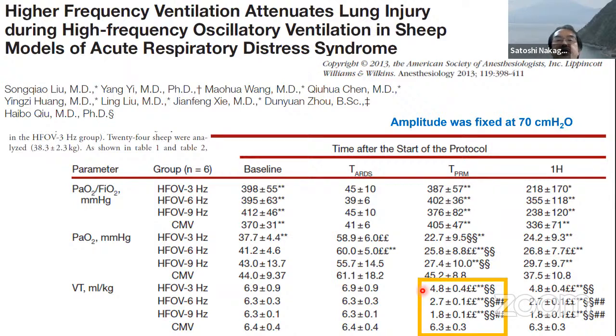However, if you choose the lower frequencies like 3 hertz and 6 hertz, tidal volume may exceed the anatomical dead space. And even with 3 hertz, tidal volume is very close to the ones of the conventional mechanical ventilation. So if you want to use the high-frequency oscillation, you must be mindful of the frequency when you are using it.